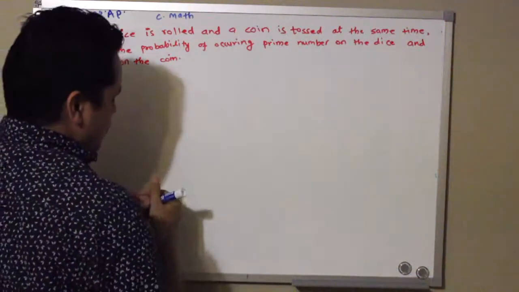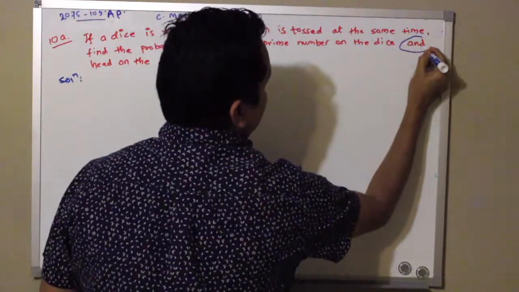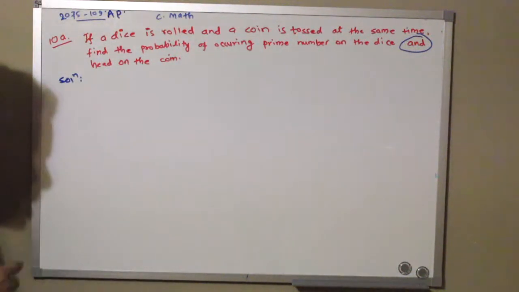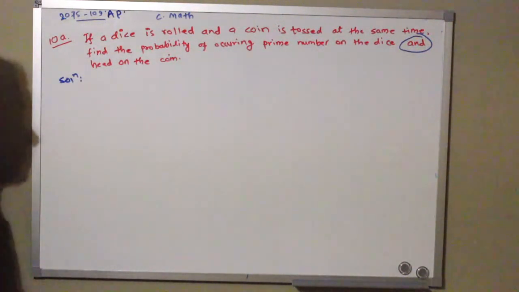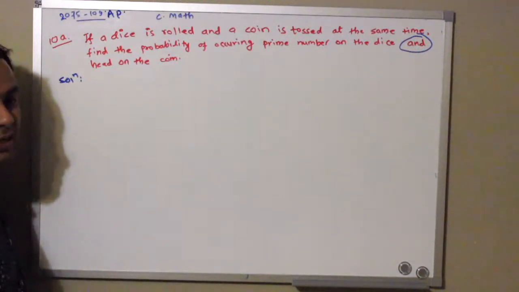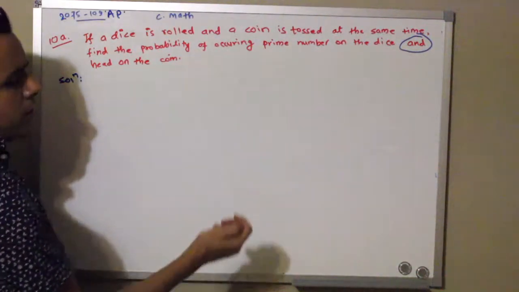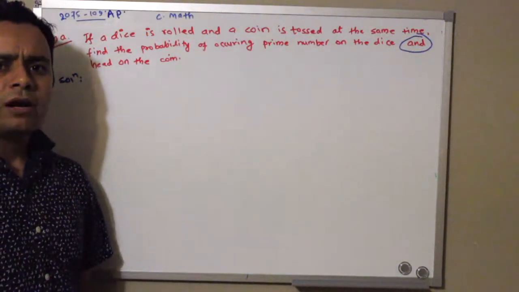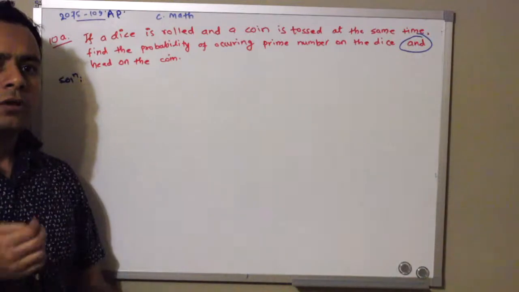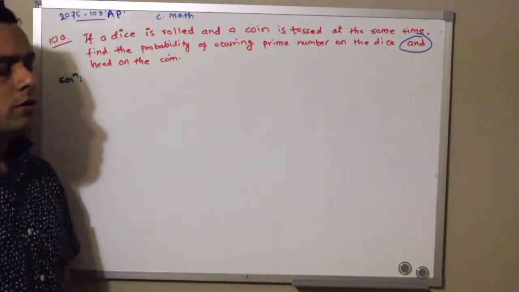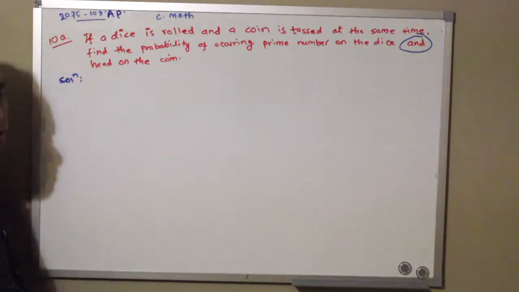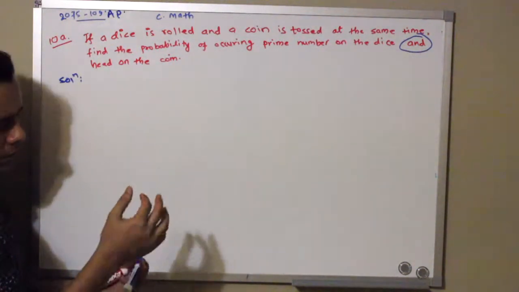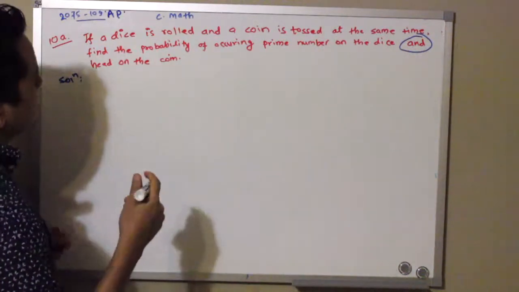So 'and' is the most important thing here. 'And' is the most important part, which means multiply. 'Or' means sum and 'and' means multiply if the two events are independent. Look here, when I throw a dice and toss a coin, these two events are completely independent, right? Occurrence of one does not affect the occurrence of the other. So these two are independent events.